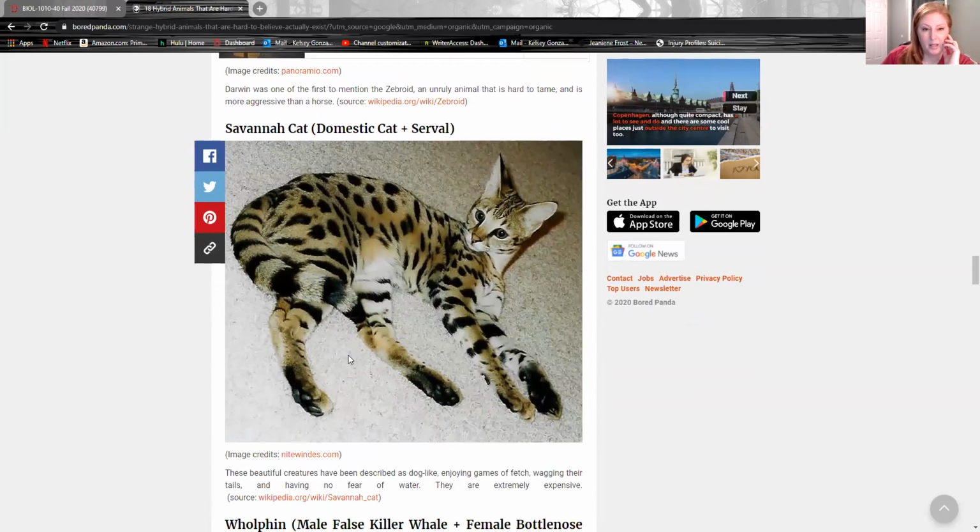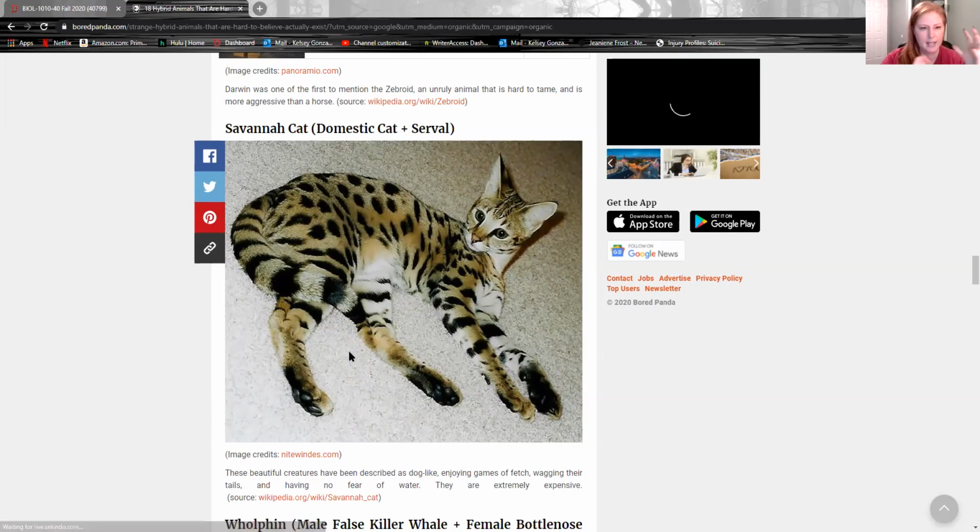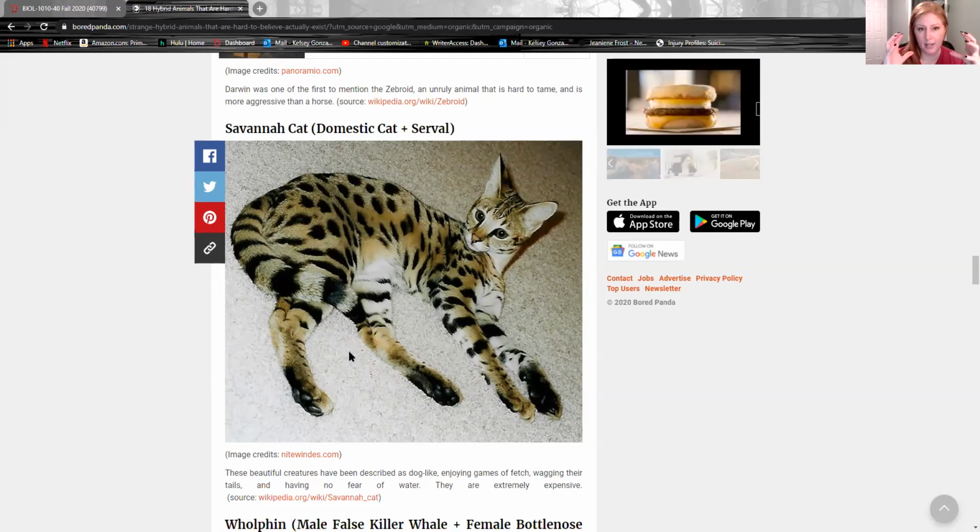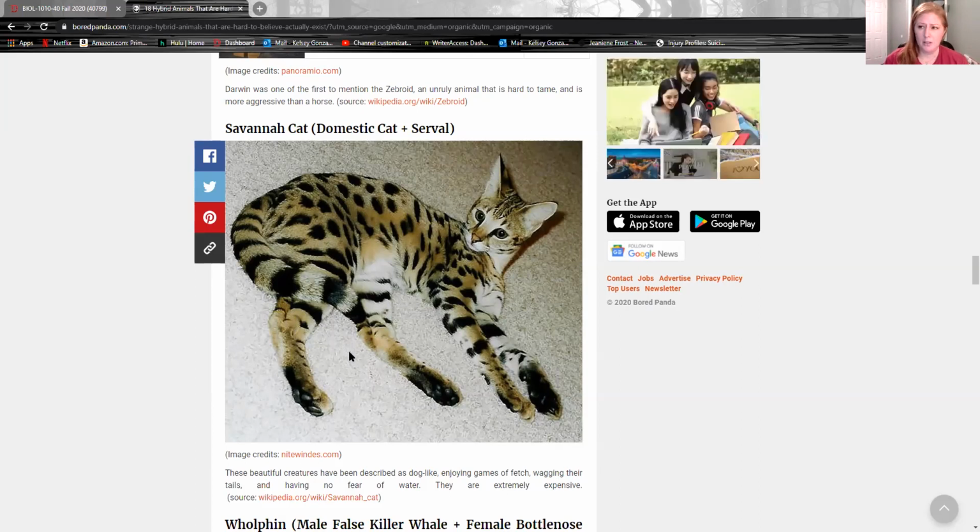Savannah cat, so Savannah cats are really interesting. I went down a rabbit hole once, looking up exactly how you get a Savannah cat. I won't go into all of the details, but you do take your domesticated kitty and a smaller wild cat called a serval, and you mix them, you breed them. And it's interesting because I believe it's on the male side.